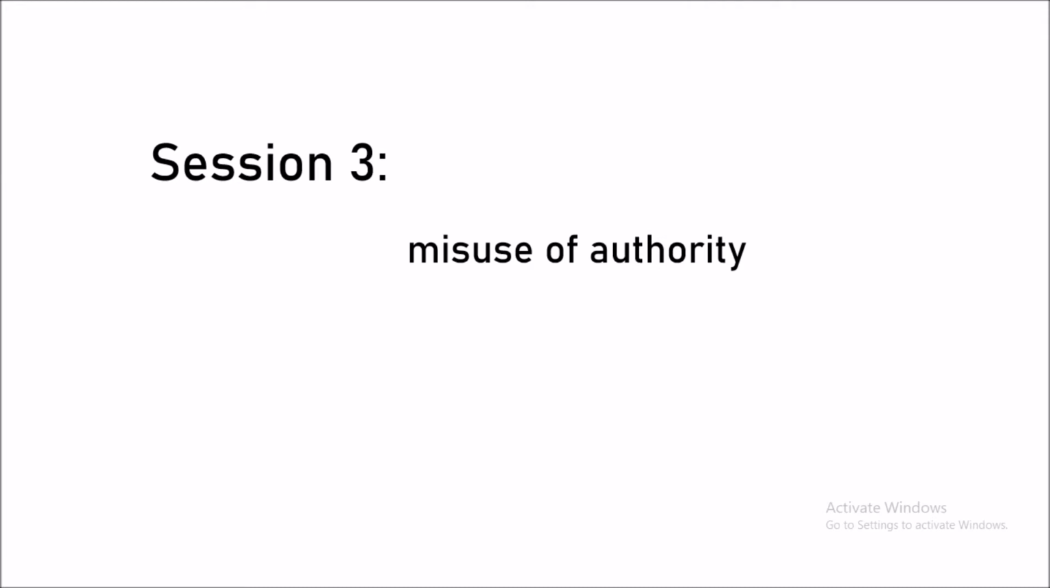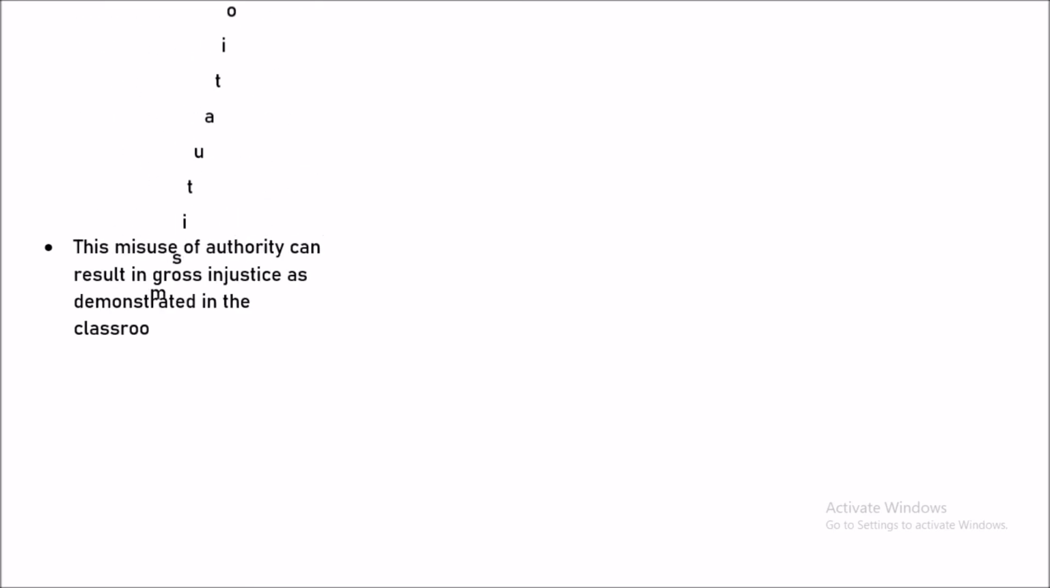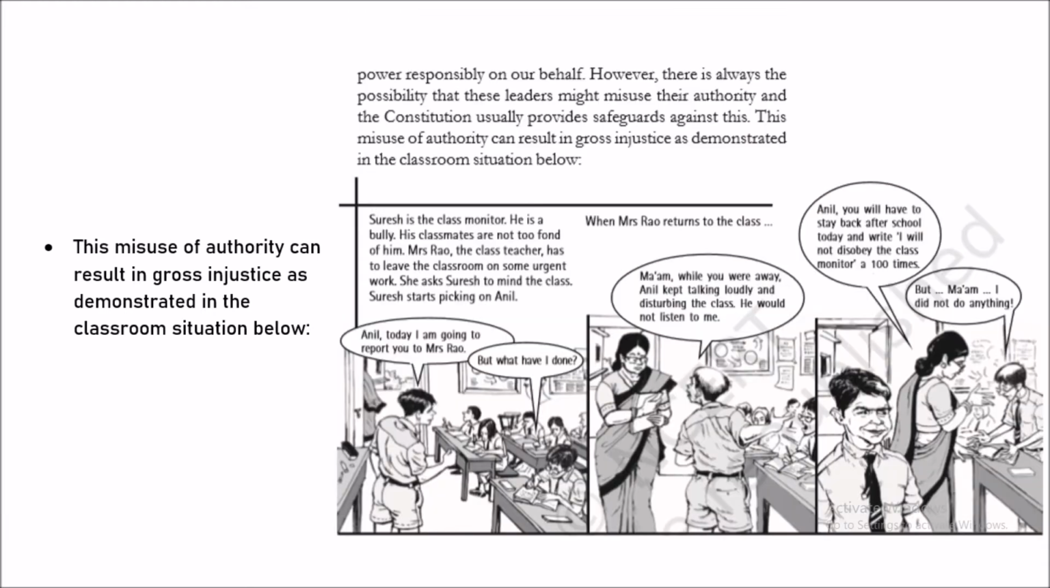In session 3, we'll be looking at how authority can be misused, with a classroom situation given as an example for us. Let us see here, in the classroom, power and responsibility are on our behalf. However, there is always the possibility that the leaders might misuse their authority, and the Constitution usually provides a safeguard against this. This misuse of authority can result in gross injustice, as demonstrated.